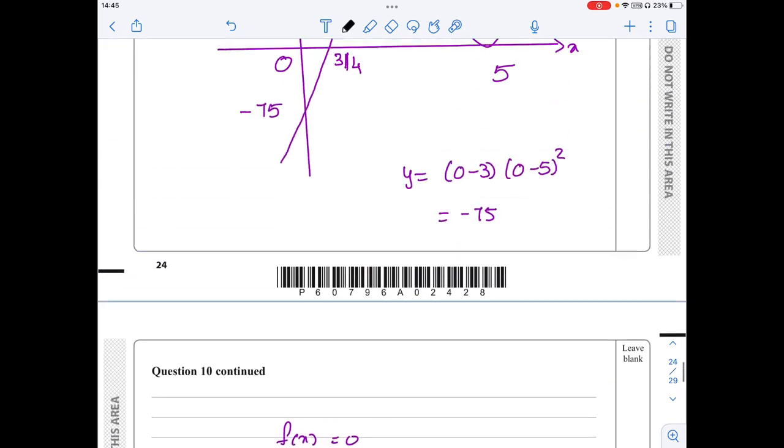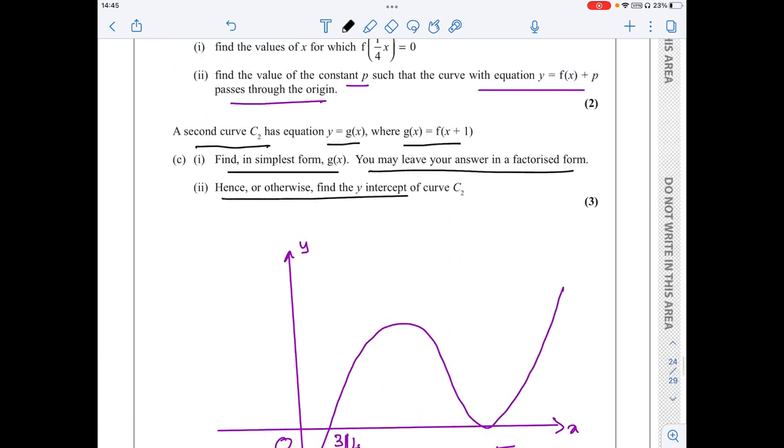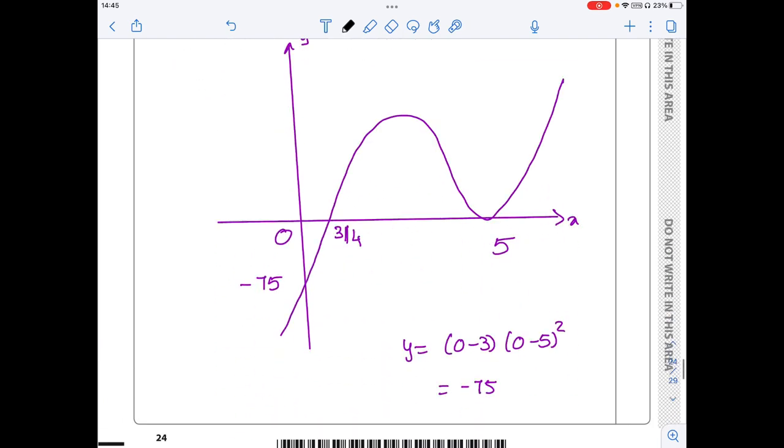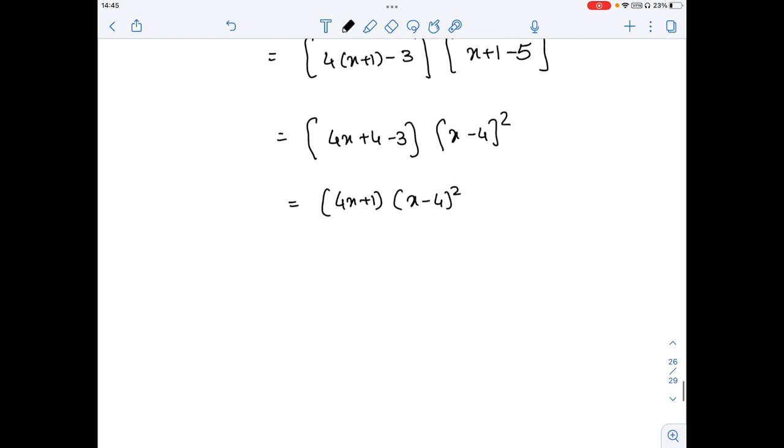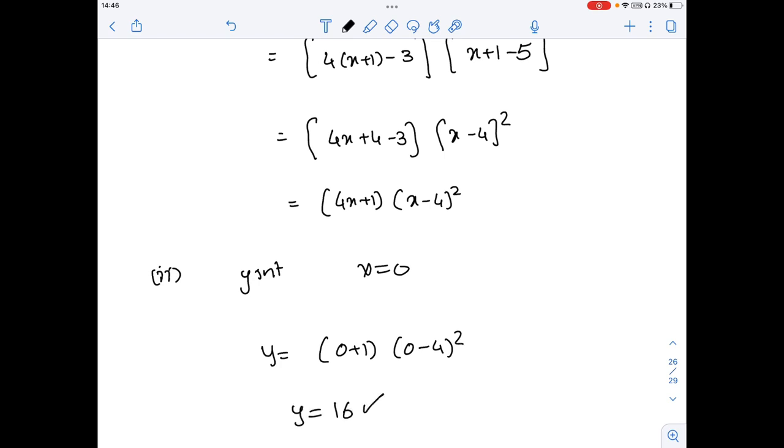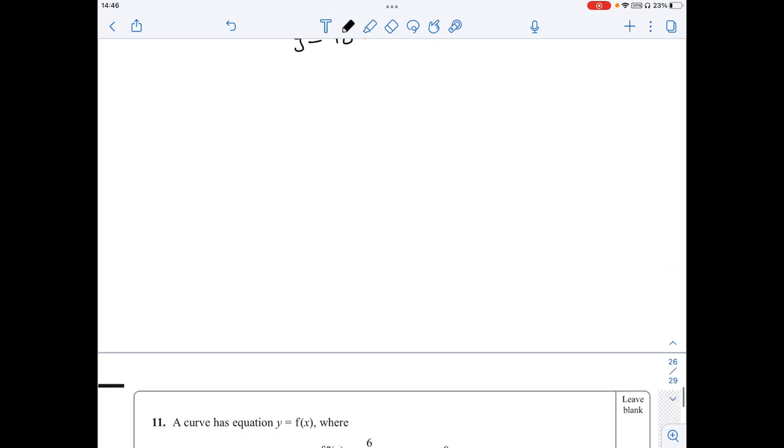Now part 2. Hence or otherwise, find the y-intercept of C2. So what is the meaning of y-intercept? X equals 0. So y equals 0 plus 1 times 0 minus 4 whole square, which is going to be nothing but how much? 16. That's going to be the answer.